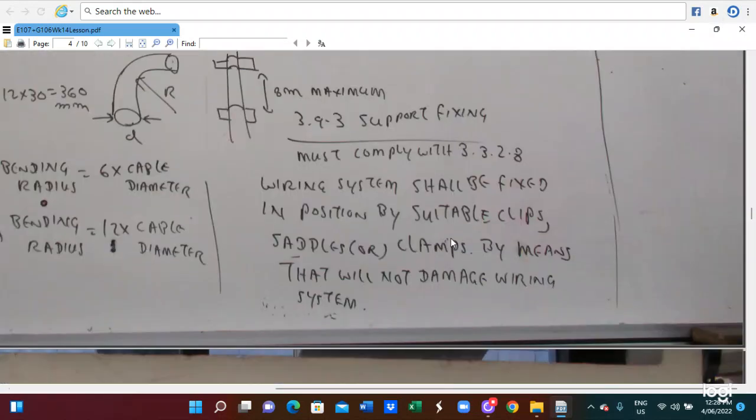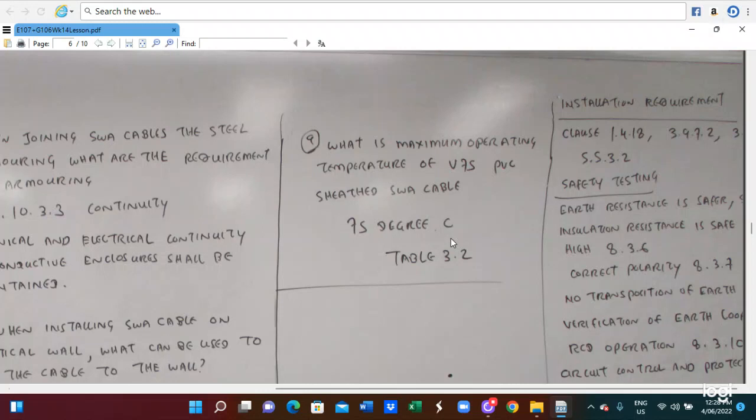The final one: what is the maximum operating temperature of V75 PVC sheathed cable? So 75 degrees centigrade, table 3.2.